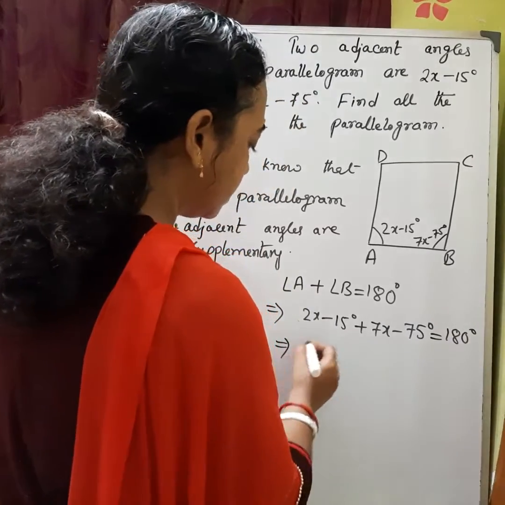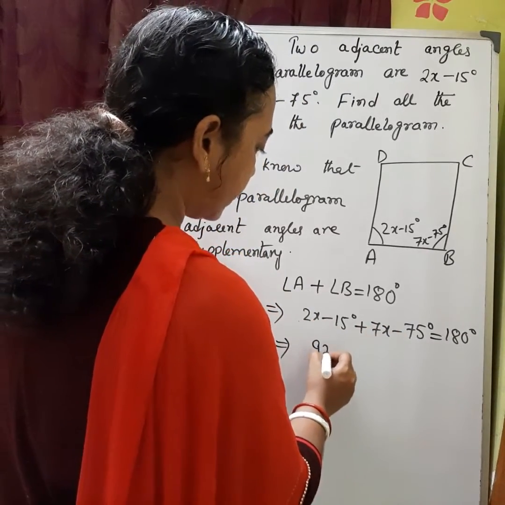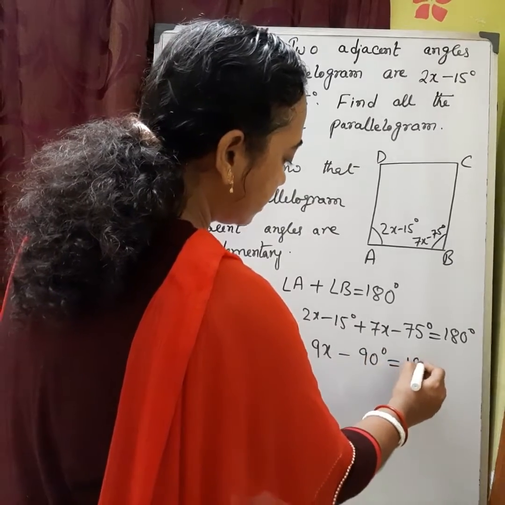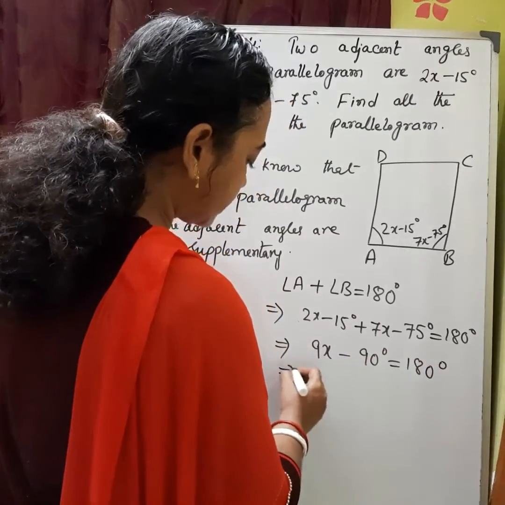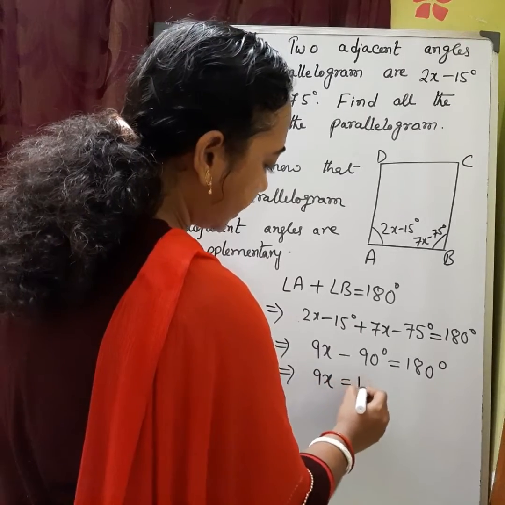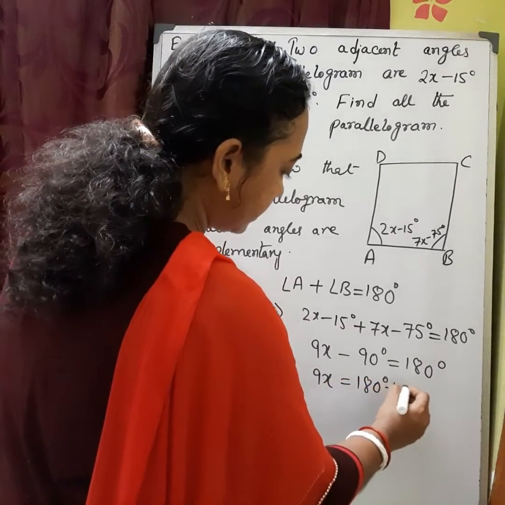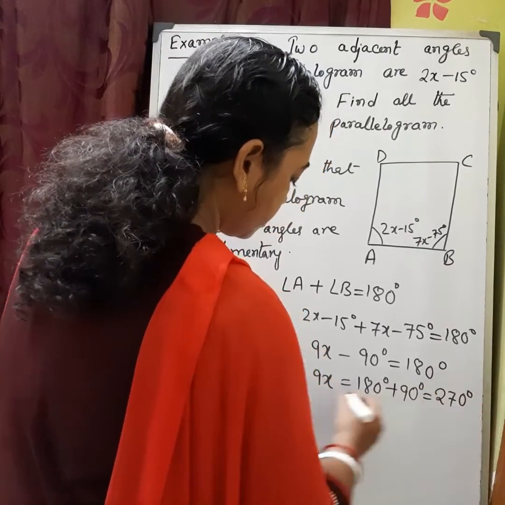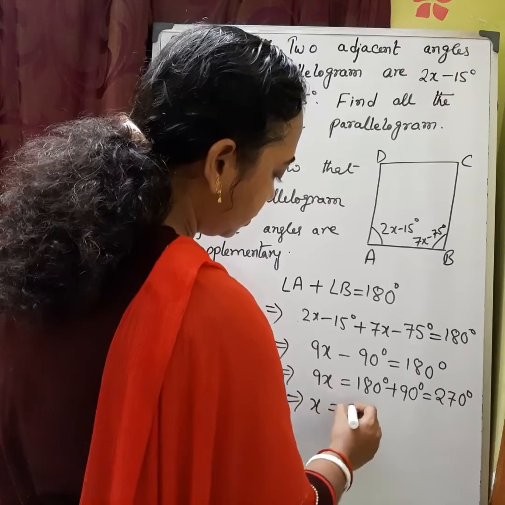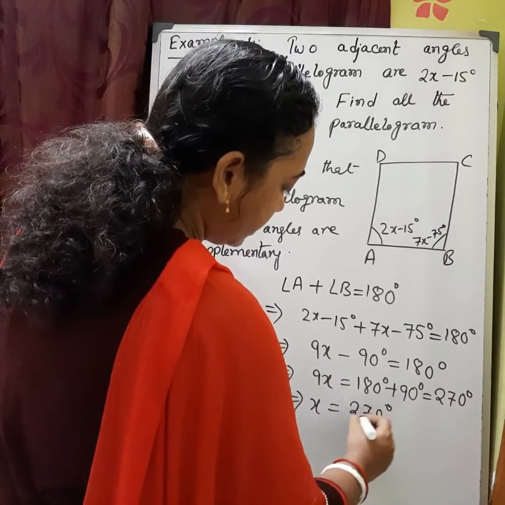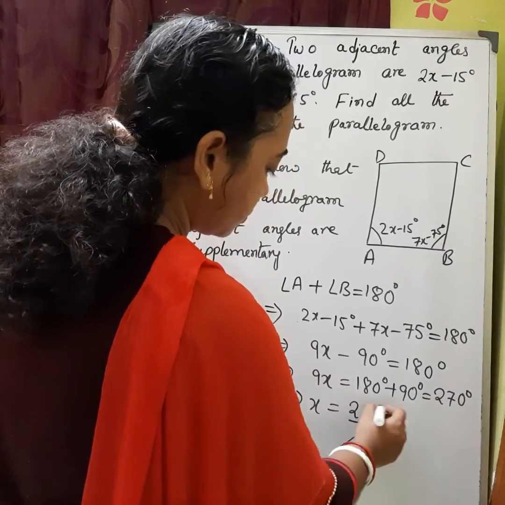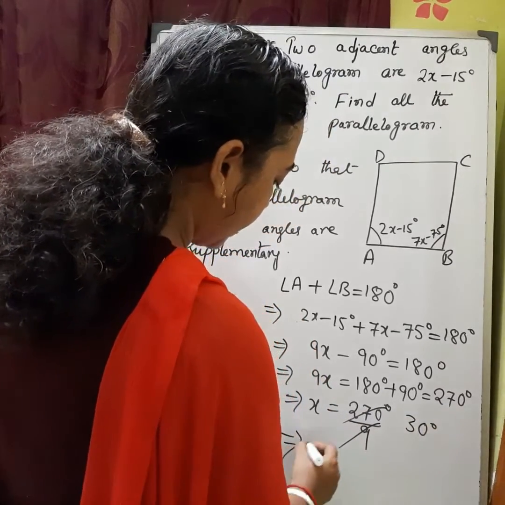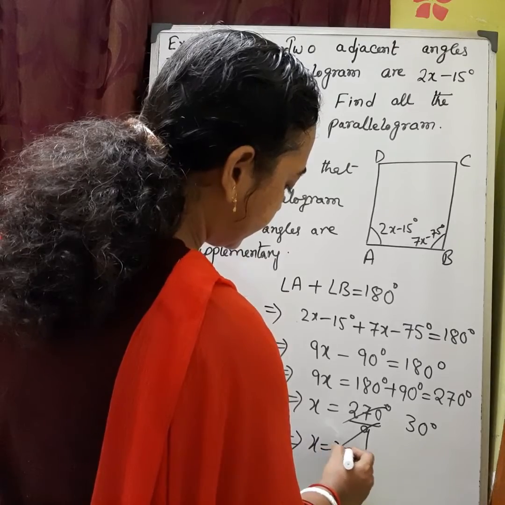So this implies 2x plus 7x becomes 9x minus 90 degree is equal to 180 degree. So this implies 9x is equal to 180 degree plus 90 degree, that becomes 270 degree. So this implies x is equal to 270 degree by 9. So this comes 30 degree. So x is equal to 30 degree.